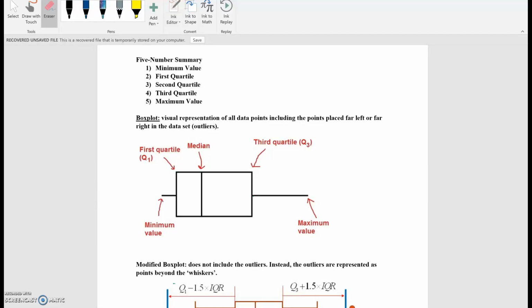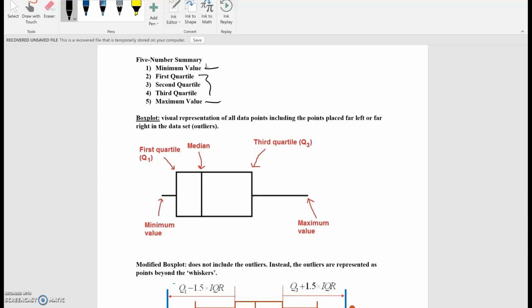Okay, so the five number summary is basically five different types of numbers. The first one is very easy: it's just the minimum value of a data set. We also have the maximum value, and then the three other ones are the quartiles. So if I ask for the five number summary, I'm just asking for those five different things.